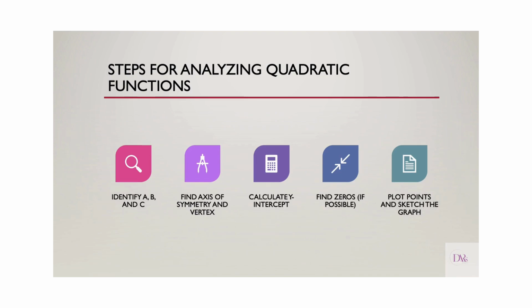Let's recap the steps for analyzing quadratic functions. First, you always need to identify your a, b, and c of your quadratic function. You can find the axis of symmetry and the vertex. You can calculate your y-intercept. Find your zeros if possible. Plot points and sketch the graph. This has all been covered in today's lesson all about quadratics.